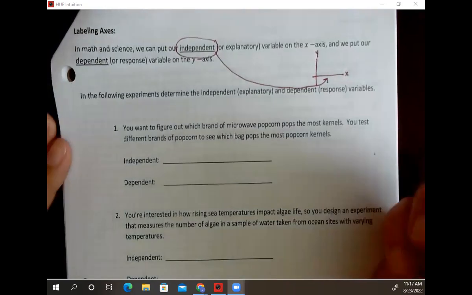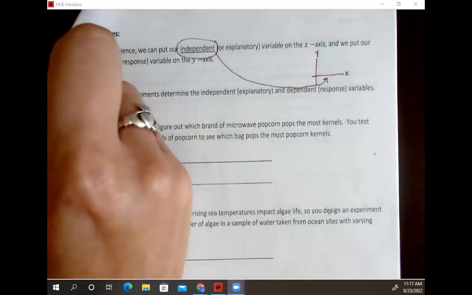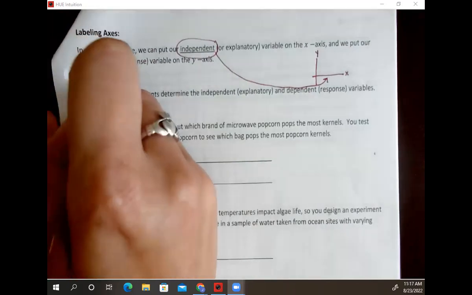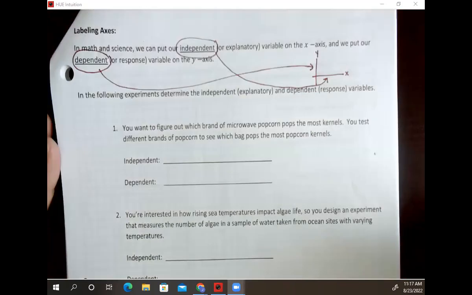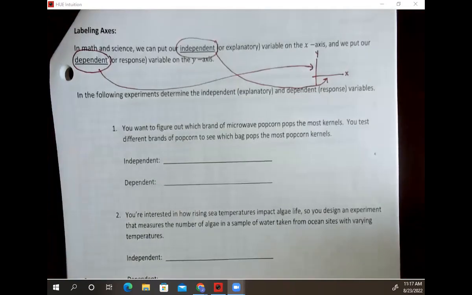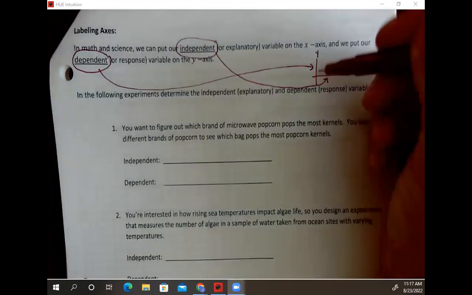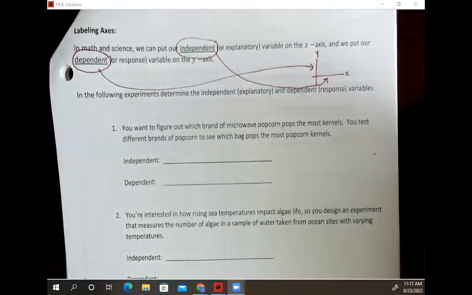Our dependent variable, also called our response sometimes, is what goes on our y-axis. So in the example I just gave, the dependent variable, the thing I would label on the y-axis, would be the temperature of that pot of water. What's happening to it? Is it getting warmer? Is it getting colder? What's going on there? That's the thing that I'm measuring. That's the thing that I'm not in control of.